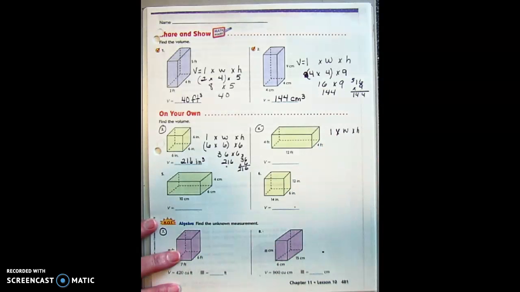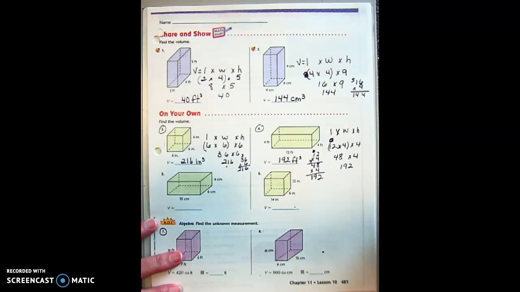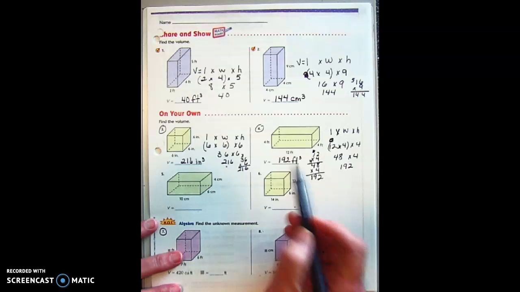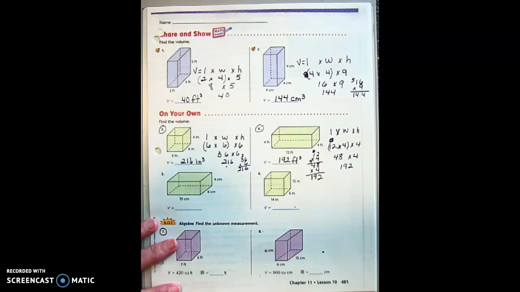You go ahead and pause the recording and do number 4. Okay, so I wrote down my formula, and my length was 12, my width was 4, my height was 4. So I found the area of my base using 12 times 4 to be 48. I multiplied 48 by 12. I multiplied 4 by 12 first to get my 48. Then I multiplied 48 by 4 to get 192. And so my volume is 192 feet cubed.